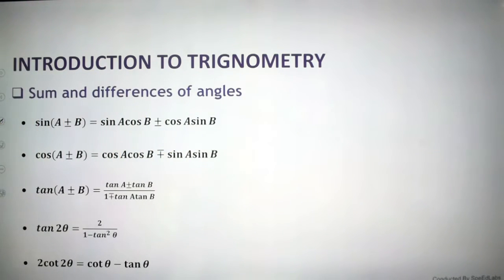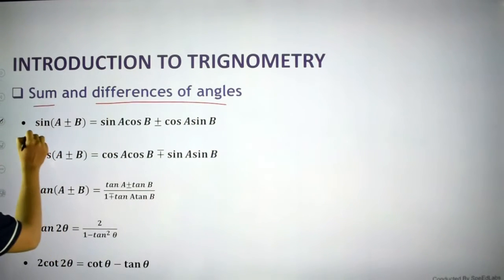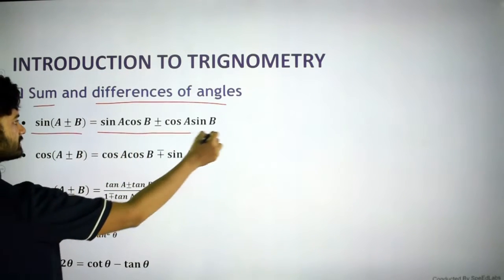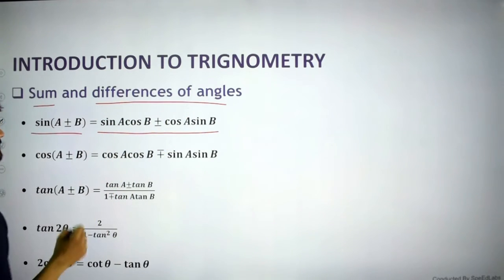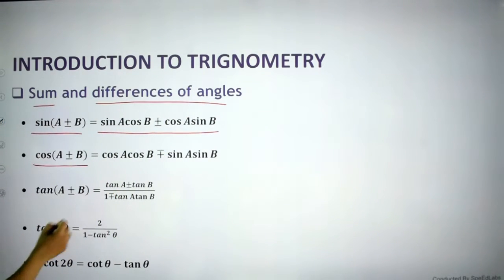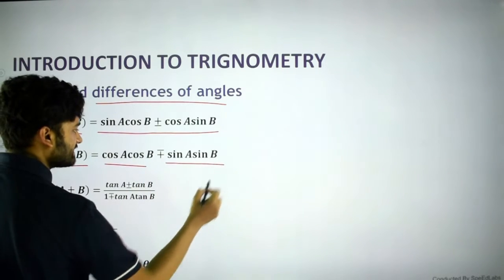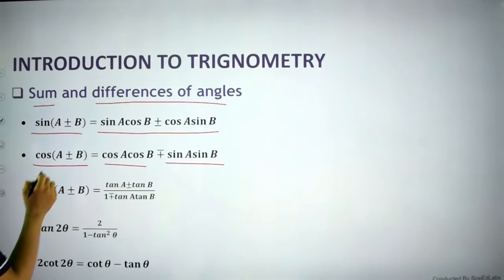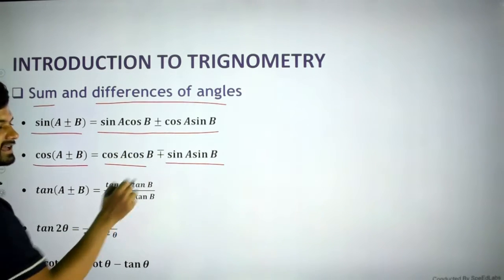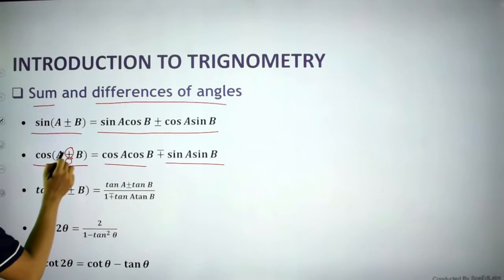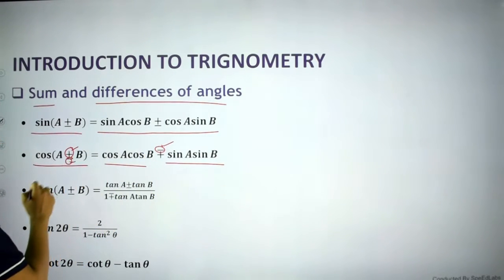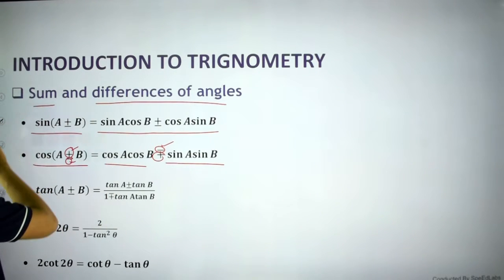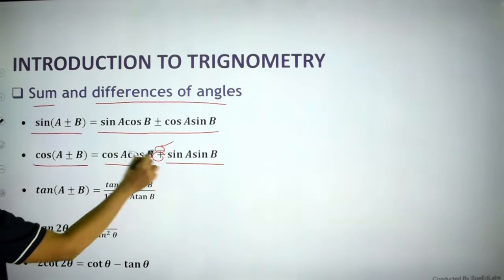Now moving further, there are formulas you need to remember, the sum and difference formulas. Sine of a plus b is equal to sine a cos b plus cos a sin b. Similarly, sine of a minus b is sine a cos b minus cos a sin b. Cos of a plus b is cos a cos b minus sin a sin b. And cos of a minus b is cos a cos b plus sin a sin b. There is a polarity between these. If you take plus on one side, you keep minus on the other, and if you take minus, you keep plus. You need to remember this.